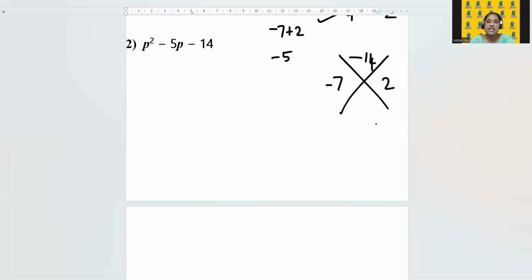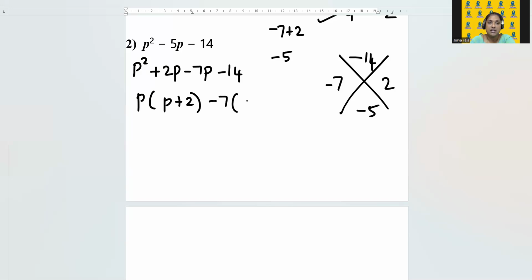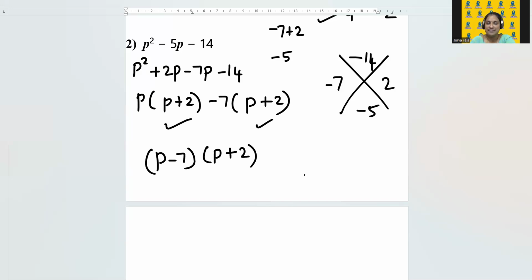So it satisfies. Now I'm rewriting the equation: p square plus 2p minus 7p minus 14. Now I can take p as a common factor, and minus 7 here, 2 inside. Now I got p minus 7 and p plus 2. See?